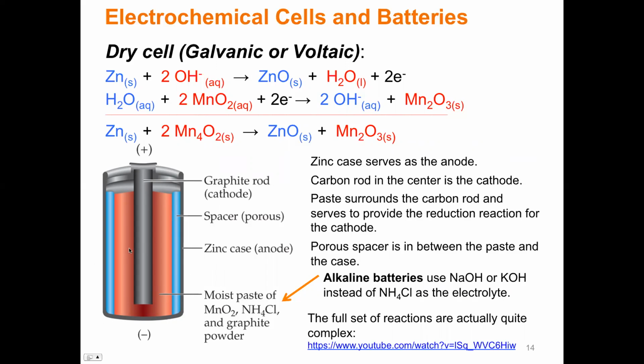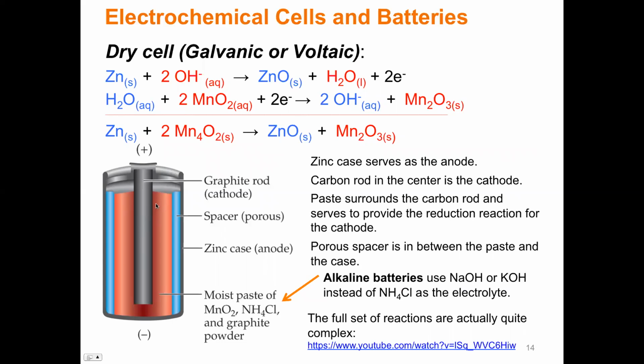And we want to generate the flow of electrons, right? So we have to separate it. So we have a porous spacer that's separating this. And this is what gets kind of weird. So around the graphite rod is a paste. And this paste, and there's just a little bit of water in there, all right? So there's a little bit of water in there, and it provides the reaction reduction for the cathode. And this is the part that I find really weird.